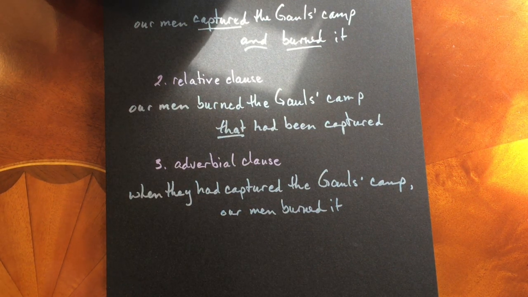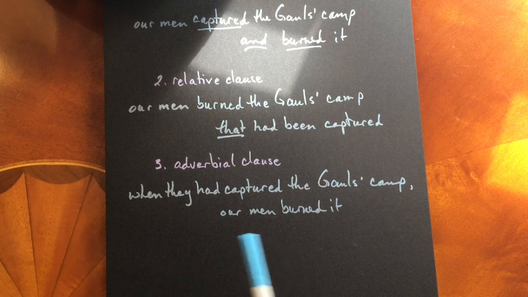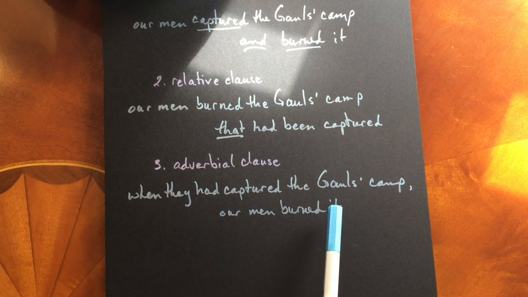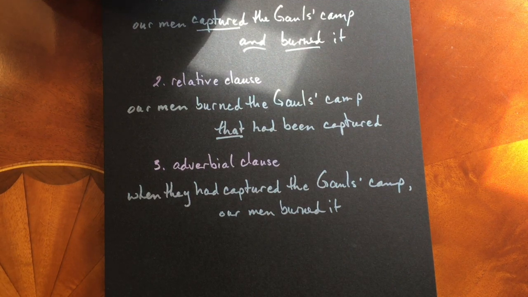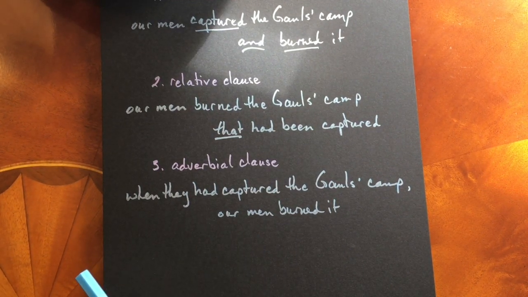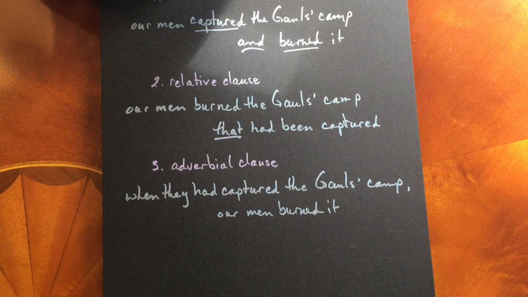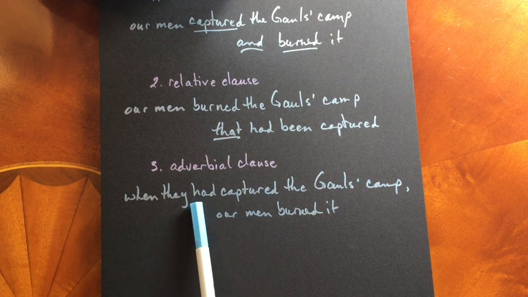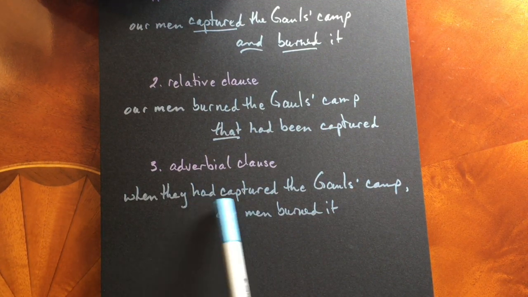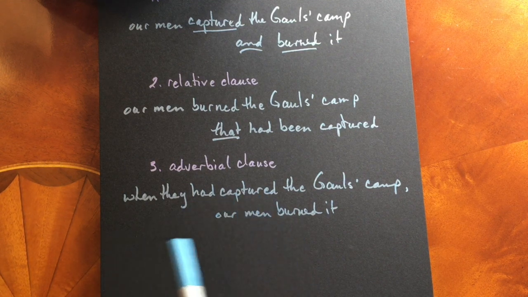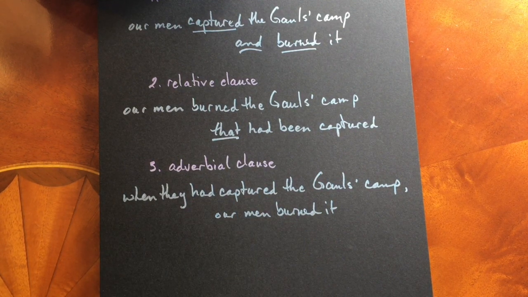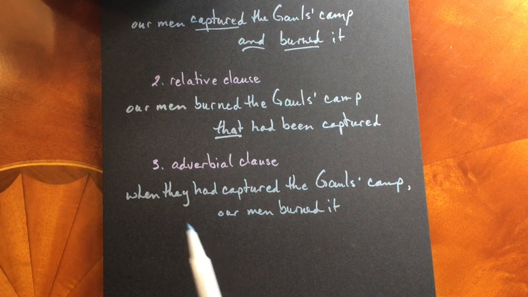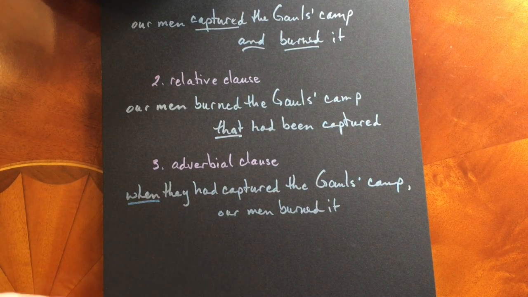In English, you can rearrange this if you like. When our men had captured the Gauls' camp, they burned it. You can also invert the clauses. Our men burned the Gauls' camp when they had captured it. The past perfect being used in English to connote something that's happening before the main verb, burned. Your adverb or subordinate conjunction being when.